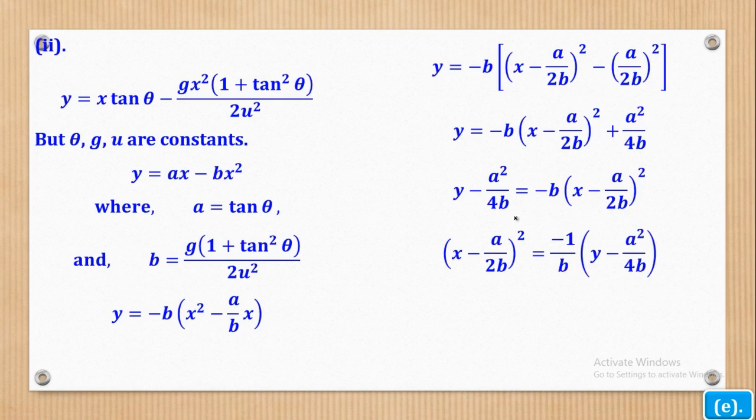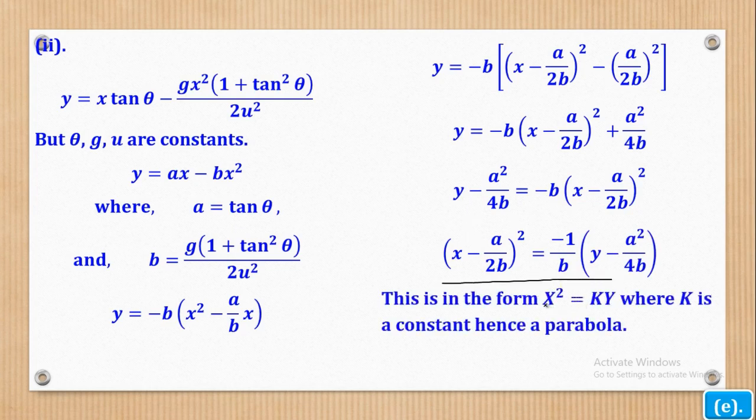Now I've completed squares, and I'll conclude that this equation is in the form x squared equal to ky, where k is a constant, hence a parabola, or it's parabolic in nature. So I think we realize that this capital X will denote the whole of this bracket, but there's a square, that's why there's a square here. Then the whole of this negative 1 over b will denote this k, and the whole of this bracket will denote capital Y, and that is the form of a parabola.